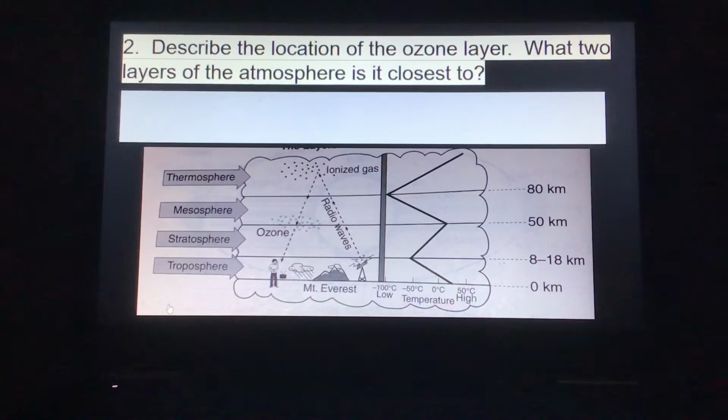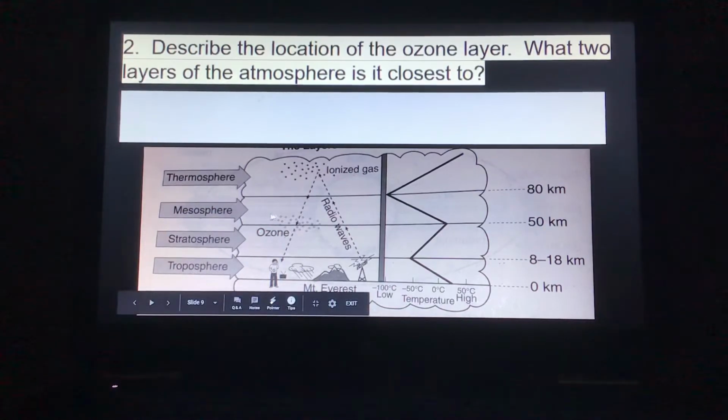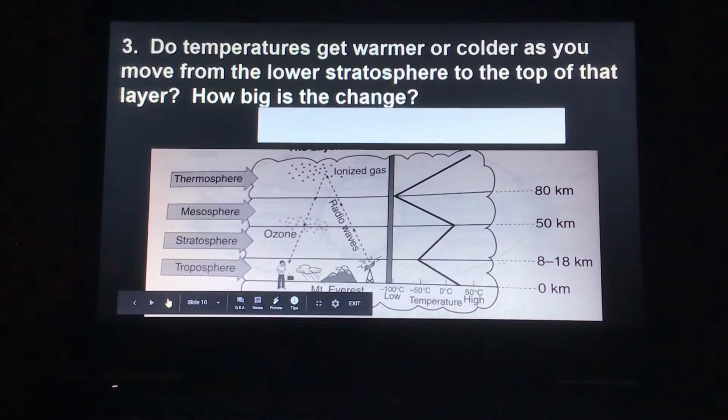Number 2, describe the location of the ozone layer. What 2 layers of the atmosphere is it closest to? Well, it's in one of them, and it's really close to another, right? Okay, do temperatures get warmer or colder as you move from the lower stratosphere to the top of that layer? Well, let's look at stratosphere. So down here, it's at negative 50 degrees Celsius, and then as you go up, the temperature goes up, and it's about 25 degrees Celsius.